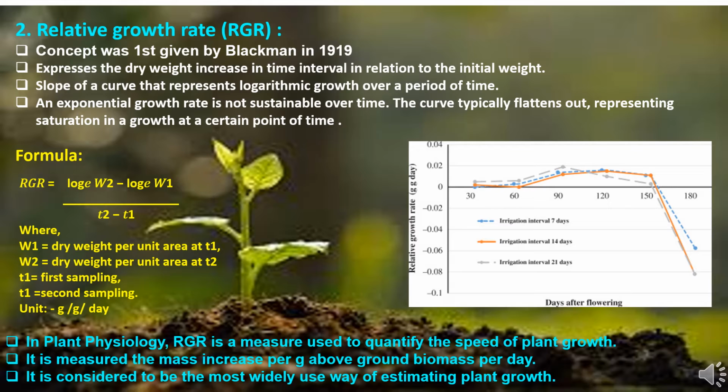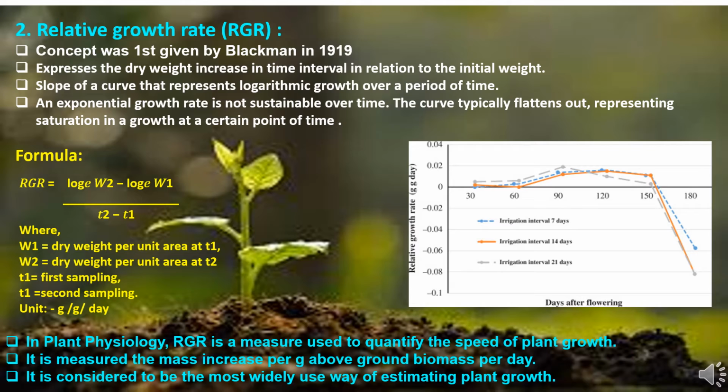In practical situations, the mean relative growth rate is calculated by the formula RGR is equal to log e W2 minus log e W1 divided by T2 minus T1, where W1 is equal to dry weight per unit area at T1 first sampling, W2 is equal to dry weight per unit area at T2 second sampling. T1 refers to the first sampling time and T2 second sampling time. And the unit of relative growth rate is represented by gram per gram per day.